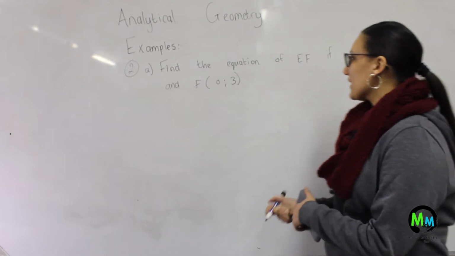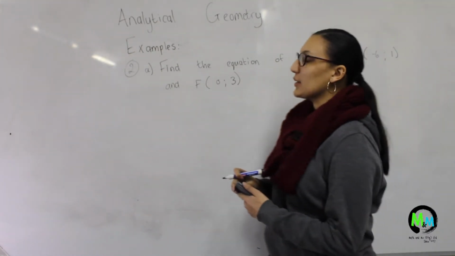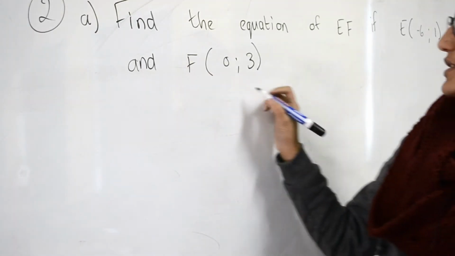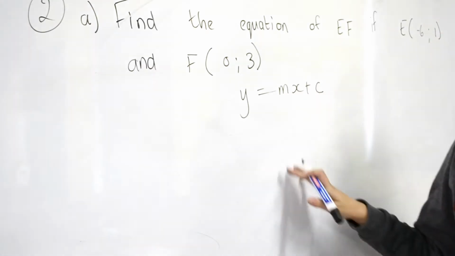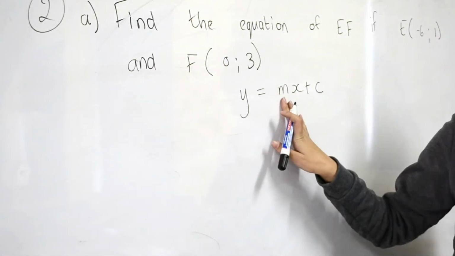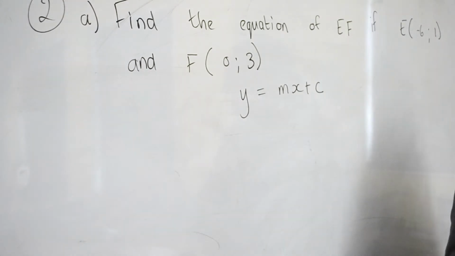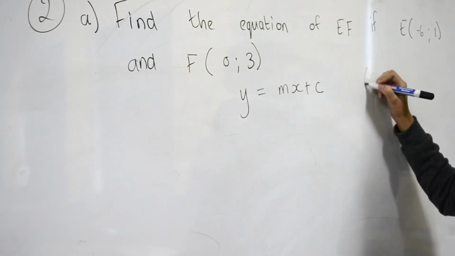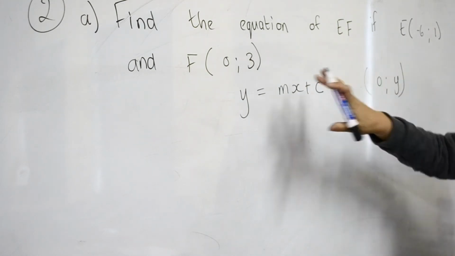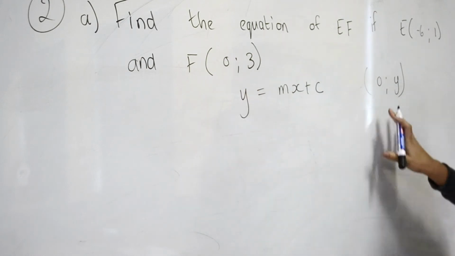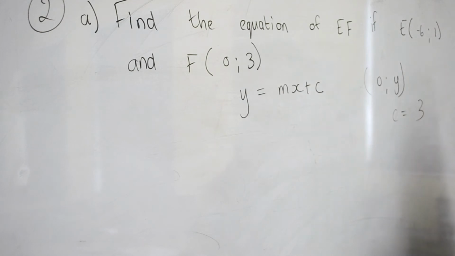Example 2. Find the equation of EF if E is (-6, 1) and F is (0, 3). So the equation of a straight line is y equals mx plus c. Now we don't know the gradient, so we are going to need to determine it, and c is our y-intercept. Our y-intercept is always (0, y value), and if you look at these two coordinates, you can see that F would be our y-intercept, which means that c would be equal to 3.